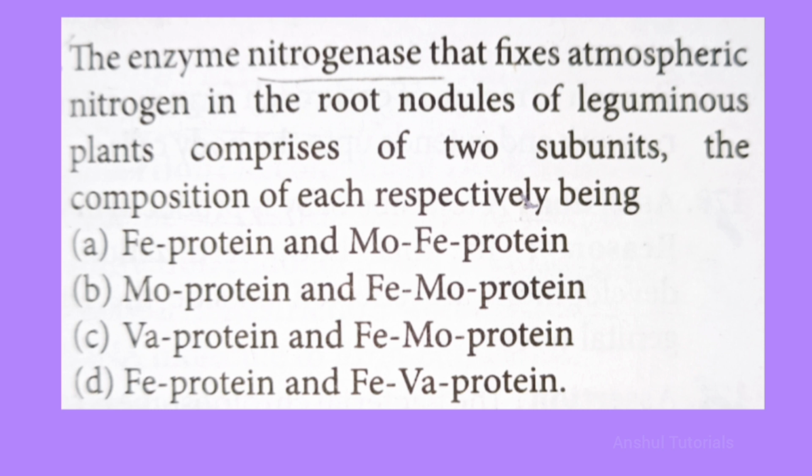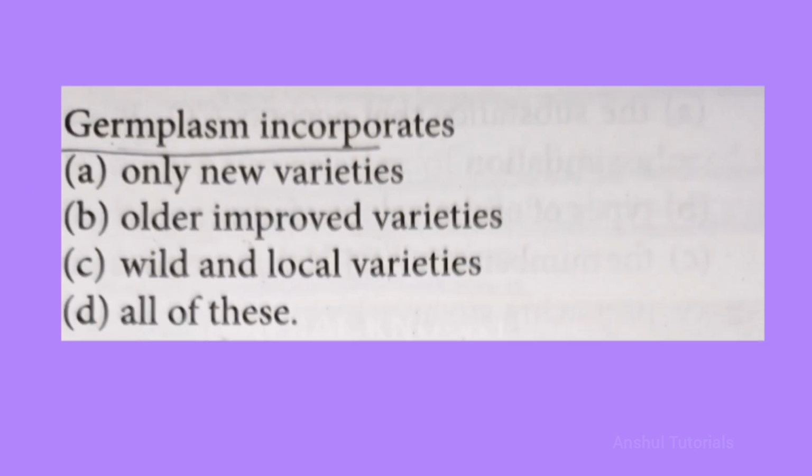And the next question: the enzyme nitrogenase that fixes atmospheric nitrogen in the root nodules of leguminous plants comprises two subunits, the composition of each respectively being, so the correct answer is option A, that is Fe protein and MoFe protein. And the next question: germplasm incorporates, so the correct answer is option D, that is all of these.